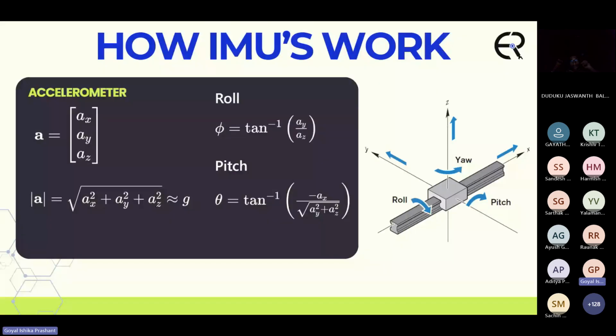So let's understand how an IMU works. The first component that we look at is the accelerometer. It measures all the three accelerations, AX, AY, and AZ. And say the IMU is at rest. So the only force that it will experience is the gravitational force. So the net acceleration would be g, which is 9.8 meters per second squared. Then this is the formula that we have to calculate the roll, roll being rotation about the x-axis. And this is how we can calculate the pitch, pitch being about the y-axis.